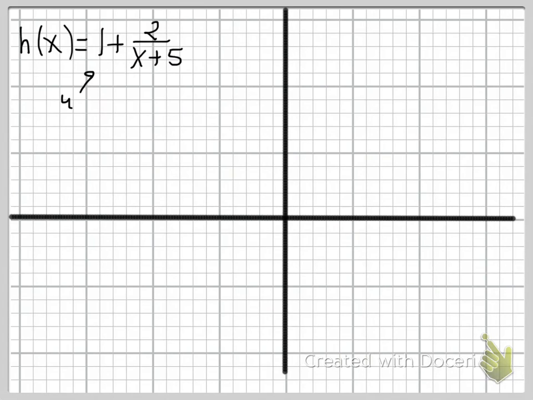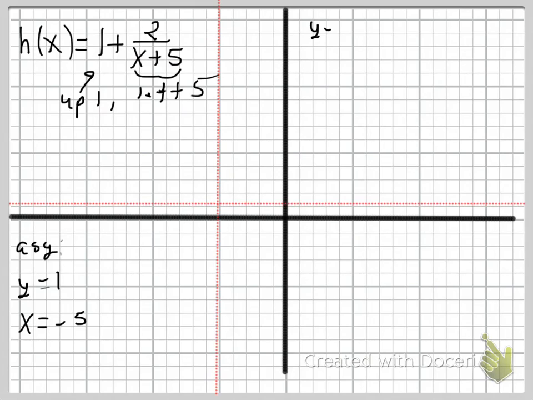Let's go put it in our x and y axis, and then we'll mention that the 1 is up and that 5 means 5 units over. Okay, and then we'll go ahead and mention those asymptotes: y equals 1 and x equals -5. So we'll go ahead and graph them. y equals 1 is a horizontal line. x equals -5 is a vertical line.